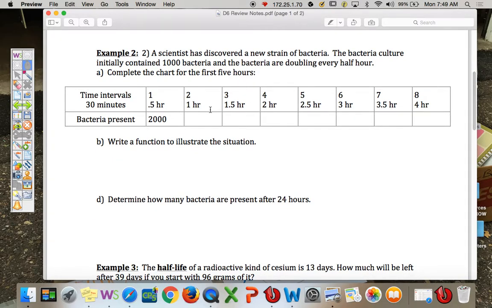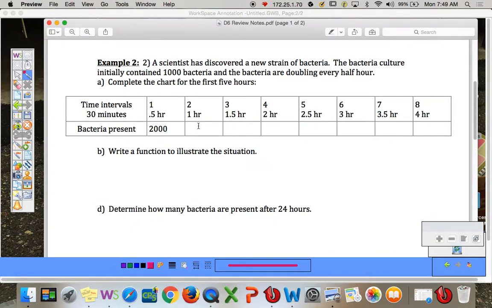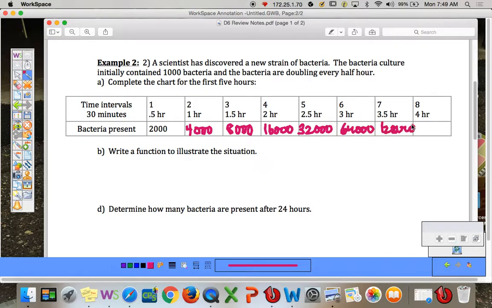Example 2, a scientist has discovered a new strain of bacteria. The bacteria culture initially contained 1,000 bacteria, and the bacteria are doubling every half hour. Complete the chart for the next 5 hours. Okay, so they're doubling every half hour. So after the second half hour, this would be 4,000, then 8,000 after the third half hour, and then 16,000, 32,000, 64,000, 128,000, 256,000, and so on.